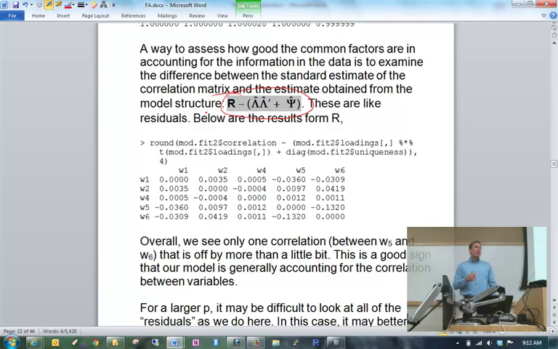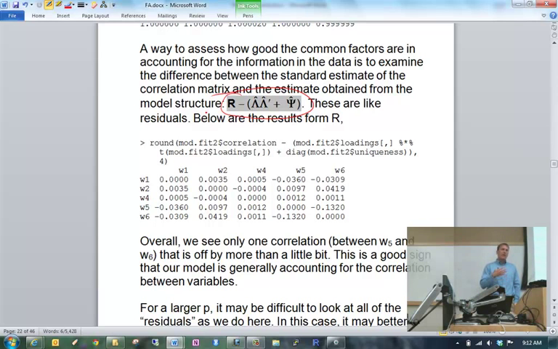So again here, what would you like these values to be? Would you like them to be large or small? In absolute value, you like them to be small. You like them to be close to 0. The closer they are to 0, the better the fitting the model. The better the model fits the data.